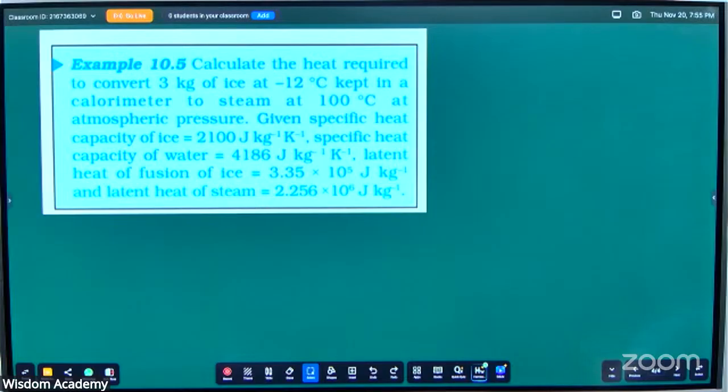Why is no one giving the change of temperature? They are not given the mass. Why is that not given? Man, ice is given, 3 kg.